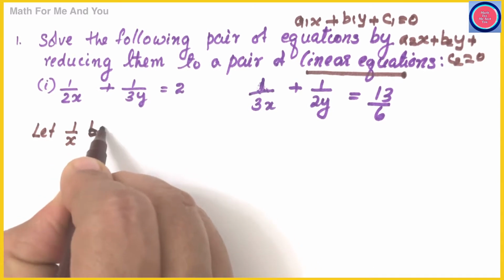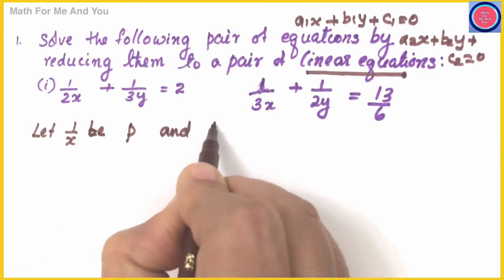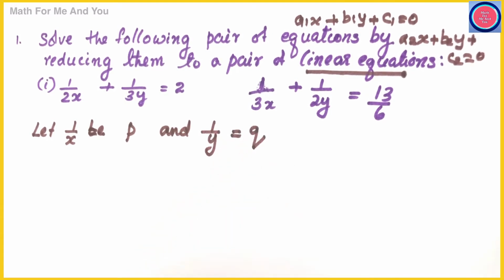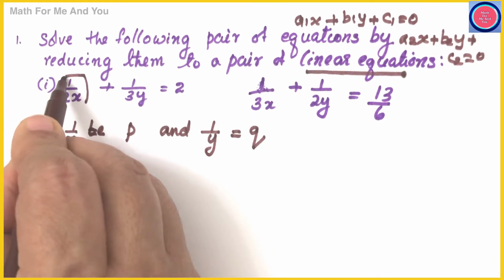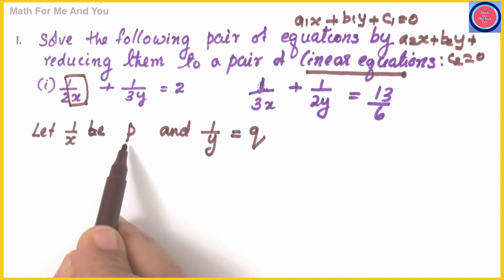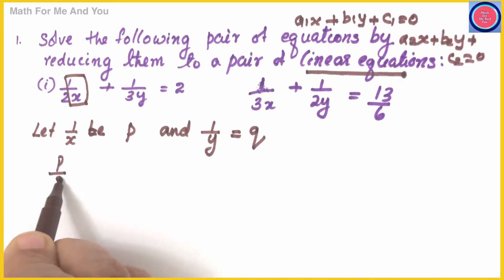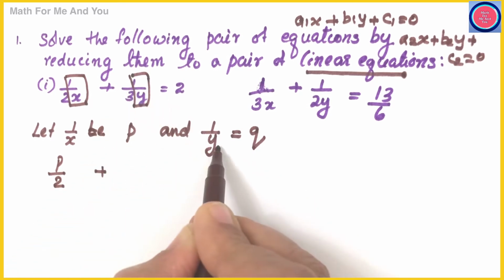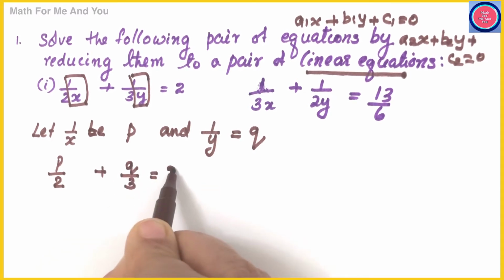So let 1 over x be any letter a, b, c like that. I am considering it as p, and I will take 1 over y as q. So we have taken 1 over x as p and 1 over y as q. Now the first equation changes. We substitute 1 over x with the letter p, and 2 we are not changing, 2 in the denominator side. So the equation becomes p over 2 plus, the second term, 1 over y we change as q, so q over 3 equals 2.